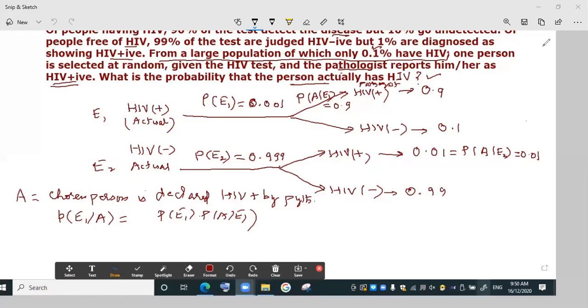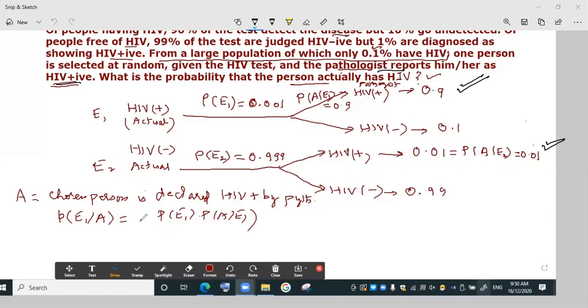You have to see what the experiment is. One person is selected and the pathologist reports the HIV result as positive. So only these two events will be considered here.